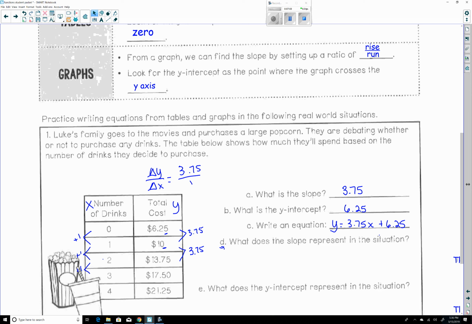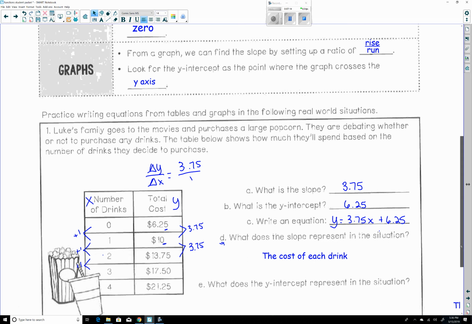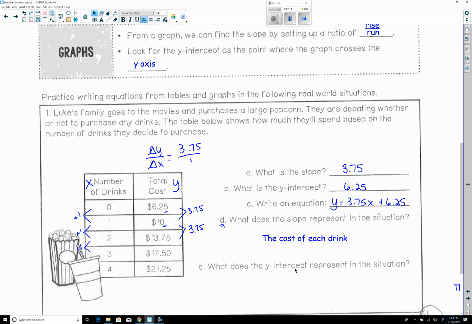If you have an idea, go ahead and write it down, and then we'll see if we're right. $3.75 is the cost of each drink. What is our y-intercept representing in this situation? That's our 6.25. So before any drinks are purchased, we've purchased a large popcorn. So the popcorn costs $6.25 without any drinks.